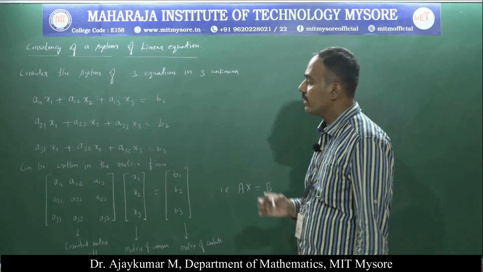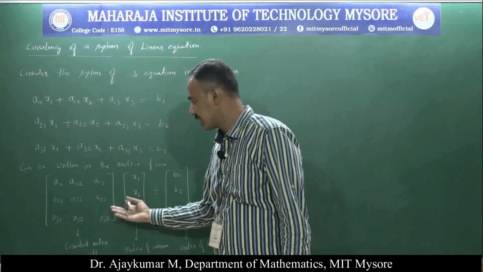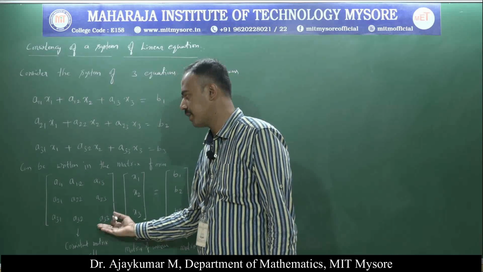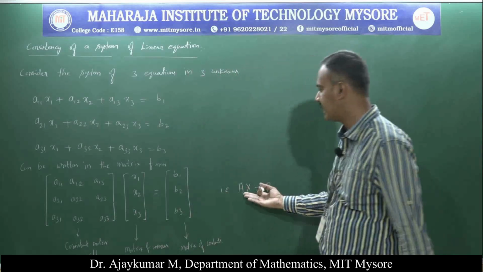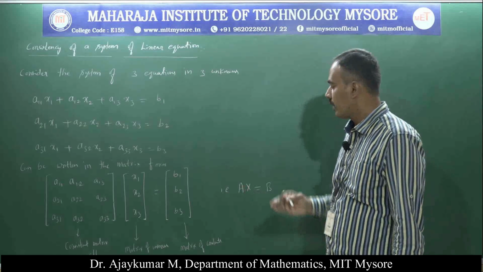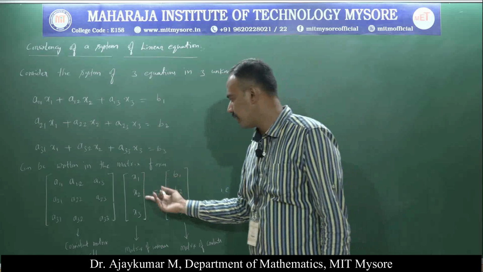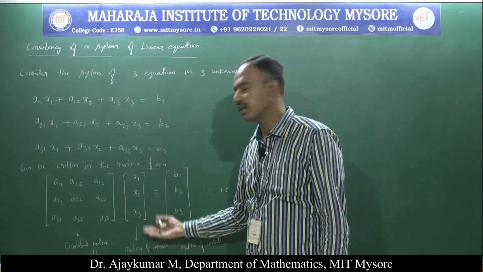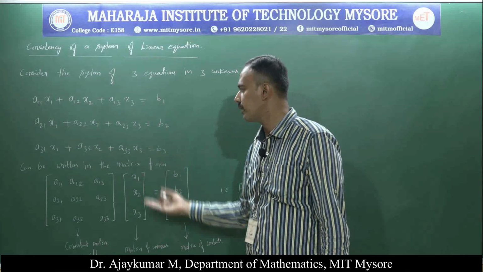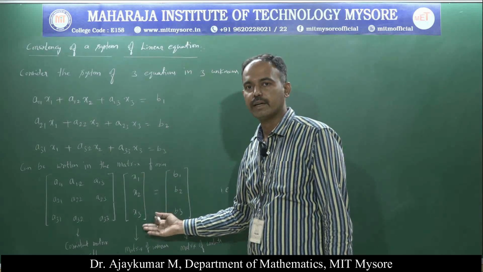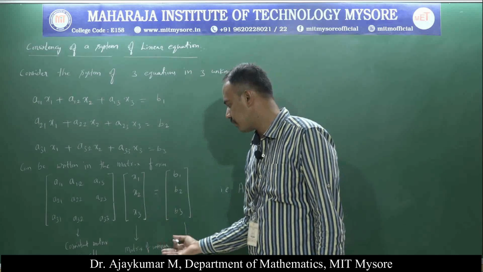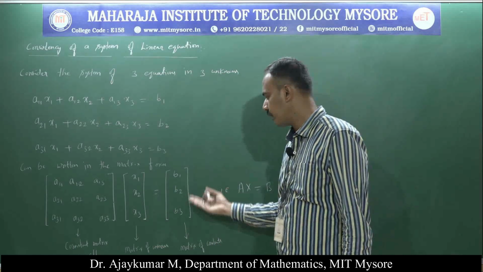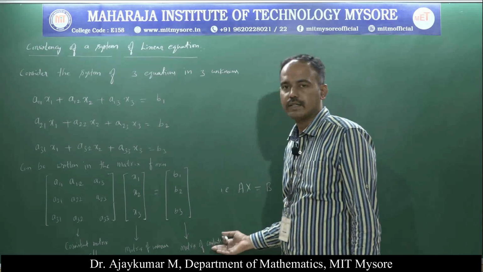Here we have the coefficient matrix, which we denote as A. Here x1, x2, x3 are the matrix of unknowns, since we have three equations and three unknowns. The right-hand side b1, b2, b3 is the matrix of constants.